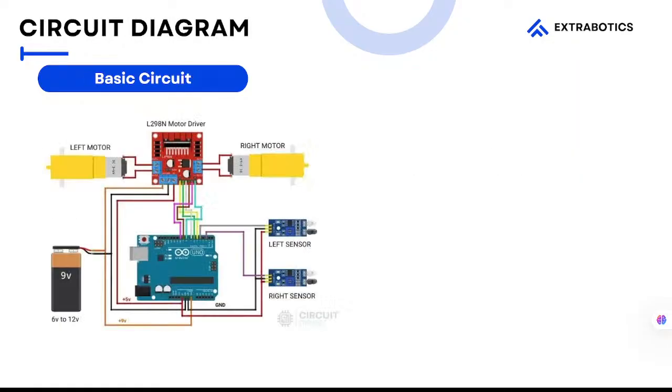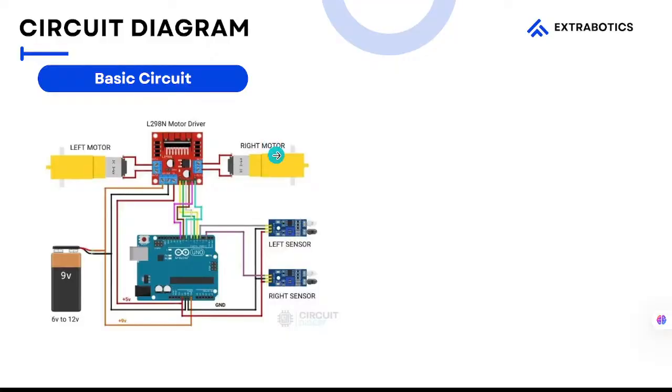Yeah, so this is a circuit diagram. I think I explained this, but for the sake of those who were not in, let me just go ahead and explain. Here you can see we have left motor, we have right motor. If you're using four-wheel drive, you are going to have two left motors, and also two right motors.